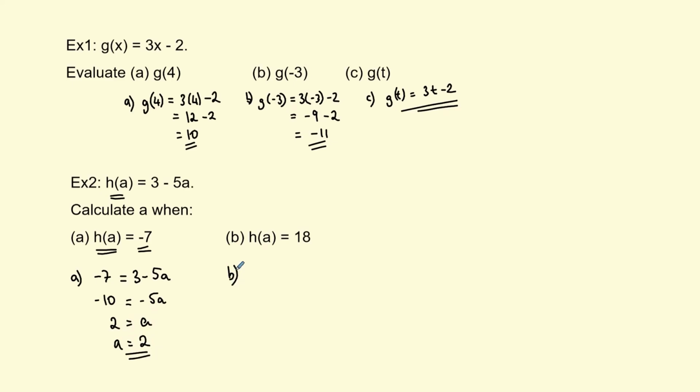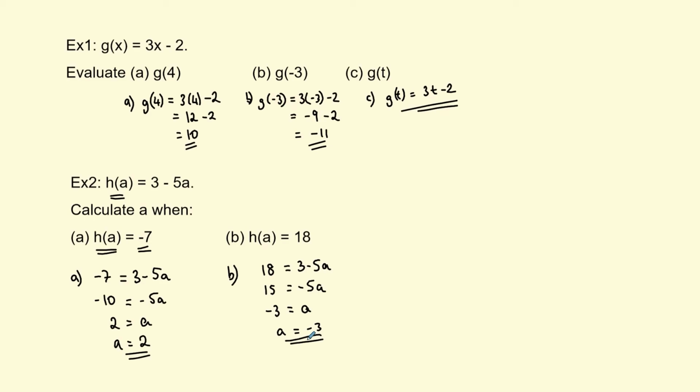Same idea with question B. Again, we're working with h of a equals 18, so we replace the h of a part of the function with 18, and 18 equals 3 minus 5a. So we're going to take away 3 from both sides again. That's going to give us 15 equals negative 5a, and then just divide by negative 5 to get negative 3 equals a, or a equals negative 3.